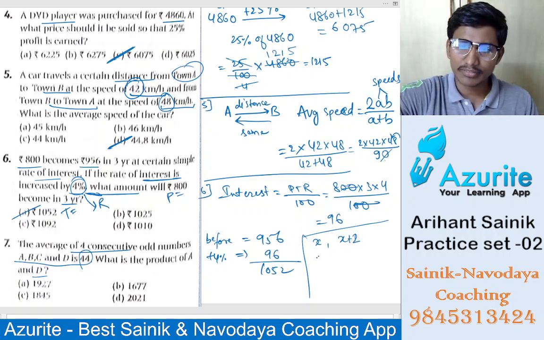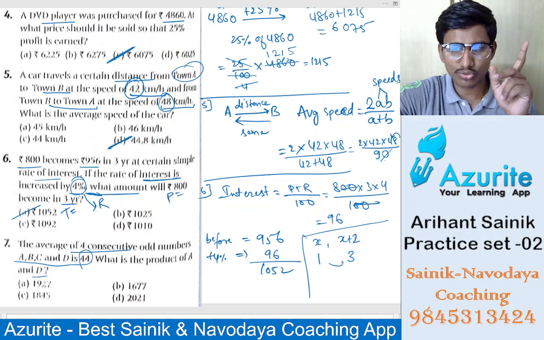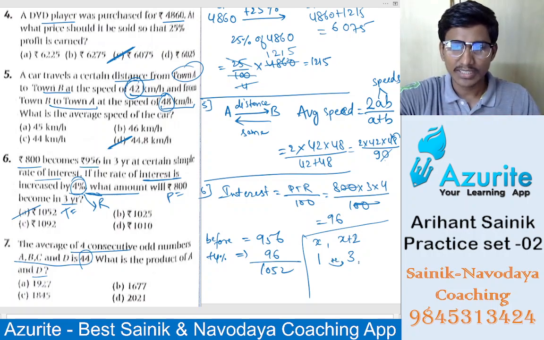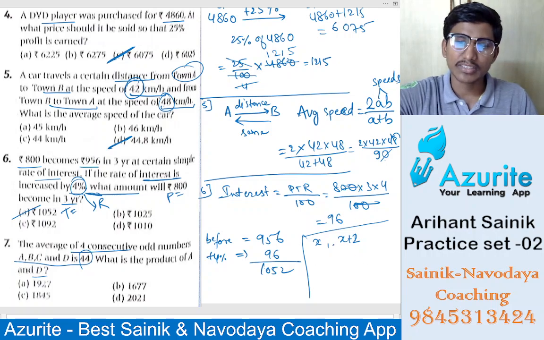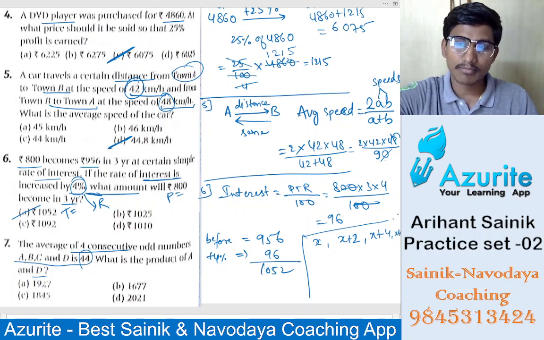After 1, 3 will come, right? So that is 1 plus 2, odd numbers only. Then after that 5, right? That is 1 plus 4 we have to do, isn't it? So like that. So I am writing, if x is the number, x plus 2, and then x plus how much? 4, and x plus 6.